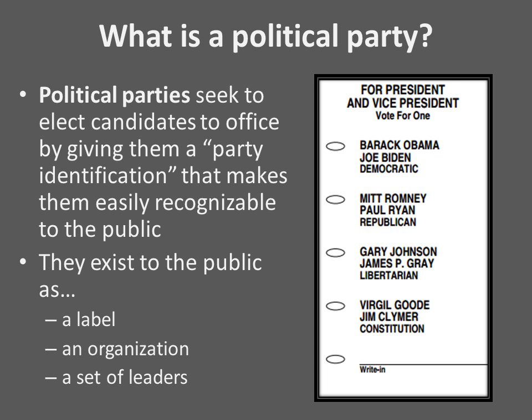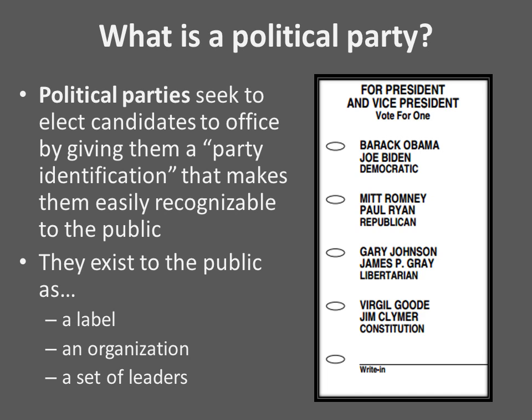So before we talk about the history of political parties, it's important to talk about what a political party actually is. Political parties seek to elect candidates to office by giving them a party identification, and that identification should make them more easily recognizable to the public. So for example, by knowing that Barack Obama and Joe Biden are Democrats, that should give the voting public a jumping off point to better understand their political beliefs or their ideology.